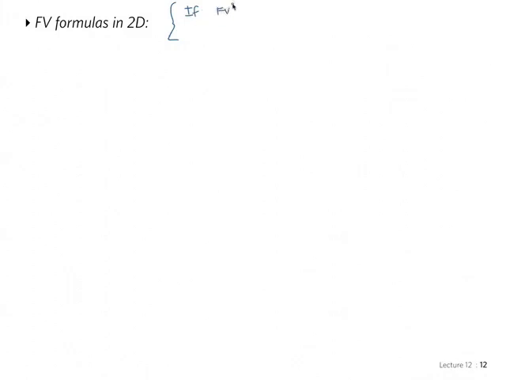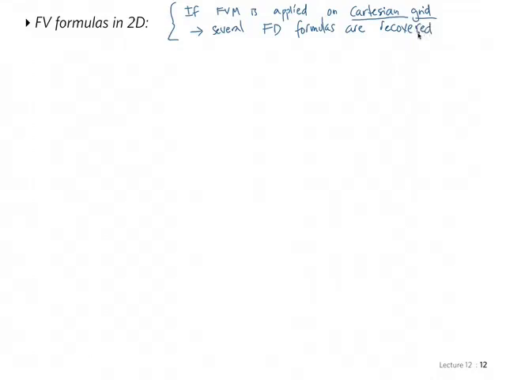the finite volume method is applied on a Cartesian grid, a perfectly structured rectangular grid where every angle is a right angle, then we recover the finite difference formulas. Finite difference formulas are recovered. This is quite interesting. We will look at some examples.